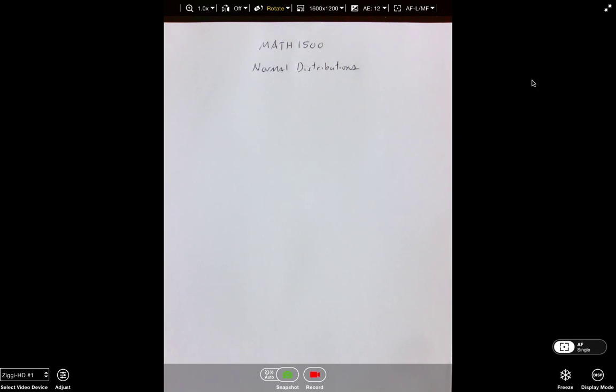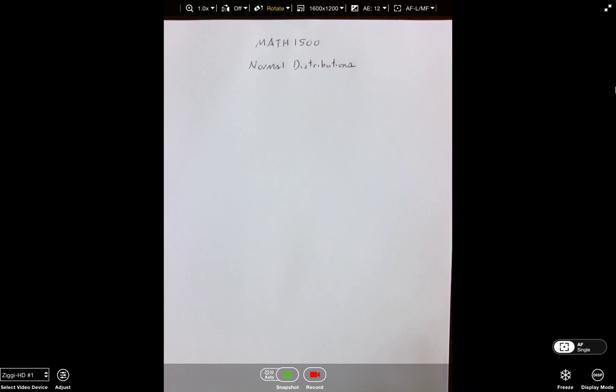Gang, Math 1500, normal distributions. This is probably the beginning of the really more important stuff. It's not that what we haven't done so far isn't important. It is. Knowing how to statistically describe a quantitative measurement.